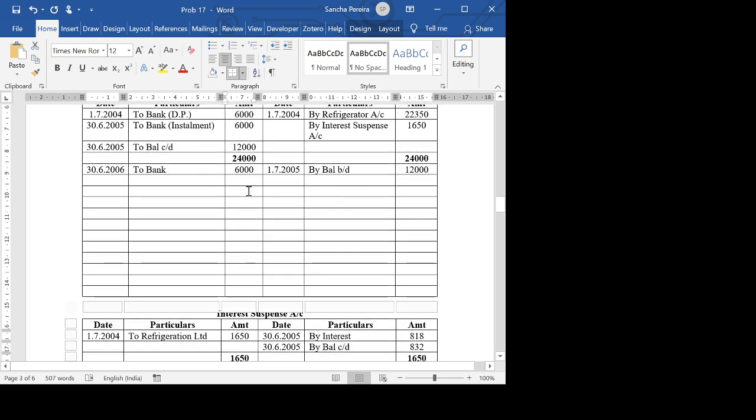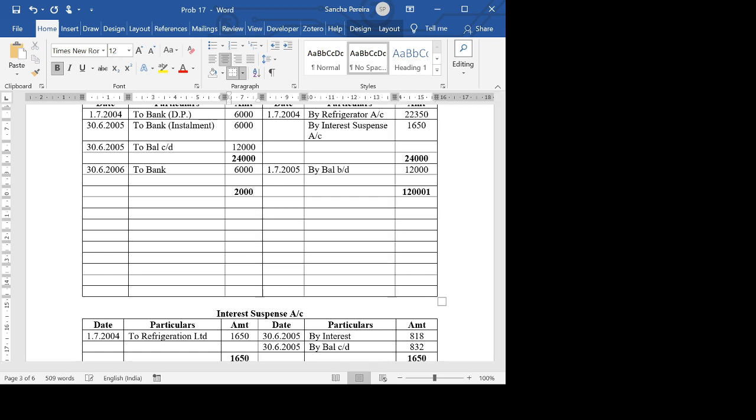So the total here is 12,000. Balance is 6,000. So 30th June 2006, to balance carried down 6,000. Don't forget to bring down the balance. So 1st July 2006. Don't get confused with the dates. Whenever it's June, July, there can always be a confusion. So please be careful.